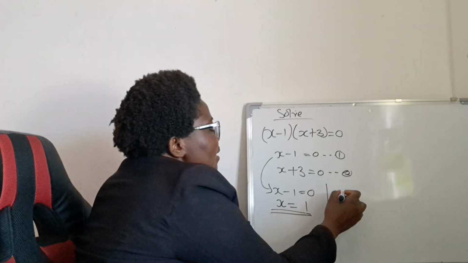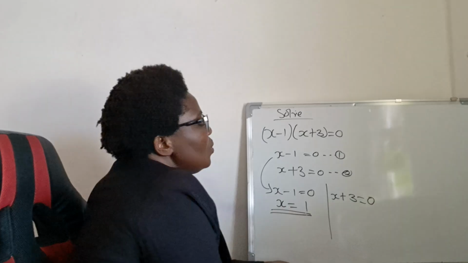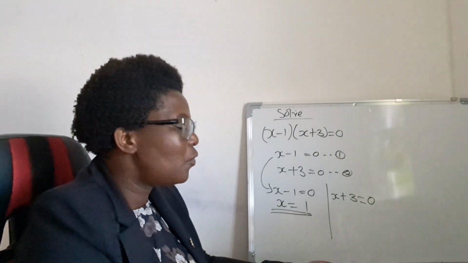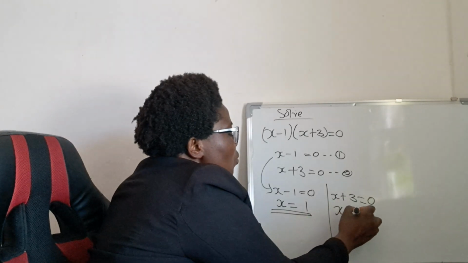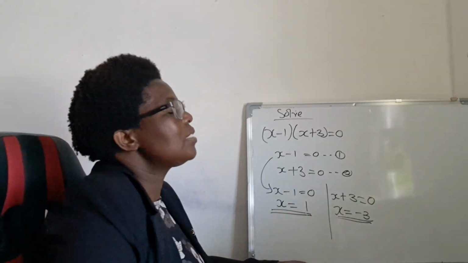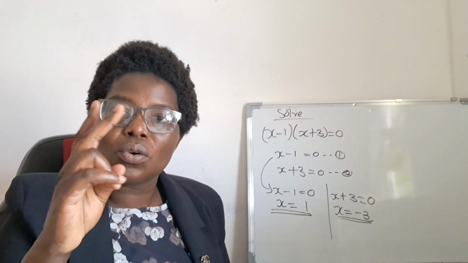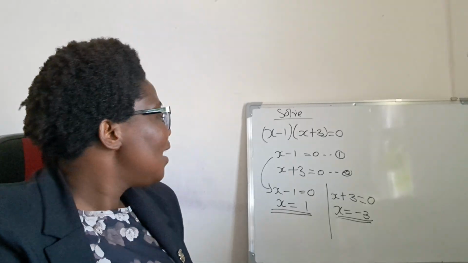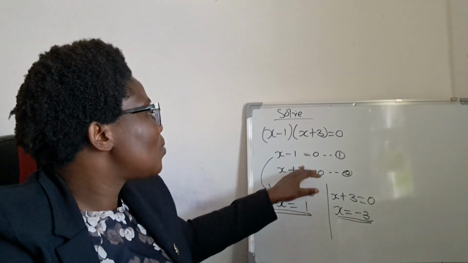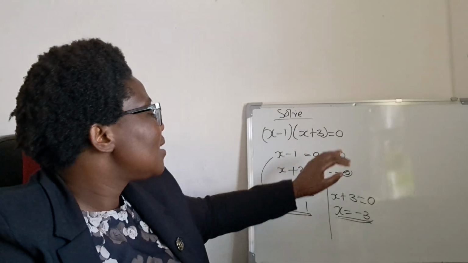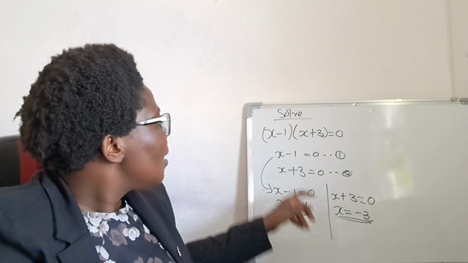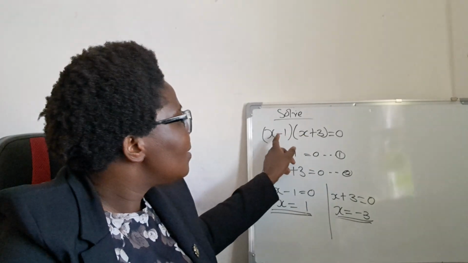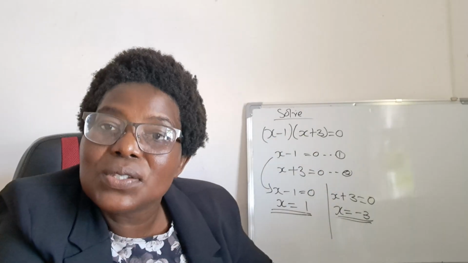Let's see the second one. The second equation says x plus 3 that's equal to 0. So therefore the same thing, make x the subject of the formula. So x is equal to minus 3. So this expression does have two possible answers. If we want to test as well, if you put minus 3 here plus 3, that gives you 0, right? 1 minus 1, that gives you 0. 0 times 0 also gives you 0.